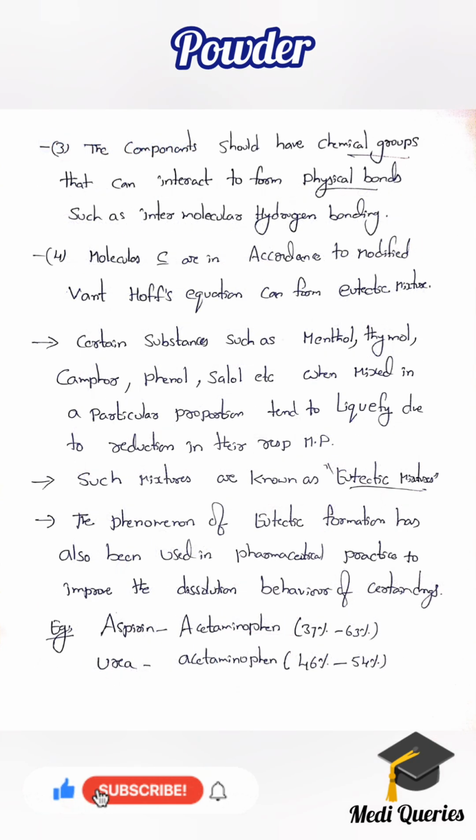And the next factor is the component should have special groups that can interact to form a physical bonding, such as intermolecular hydrogen bonding. And the next factor is the molecules which are in accordance to the modified Van 't Hoff's equation can easily form a eutectic mixture. So mainly the substances that will produce eutectic mixtures are menthol, thymol, camphor, phenol, salol, etc.